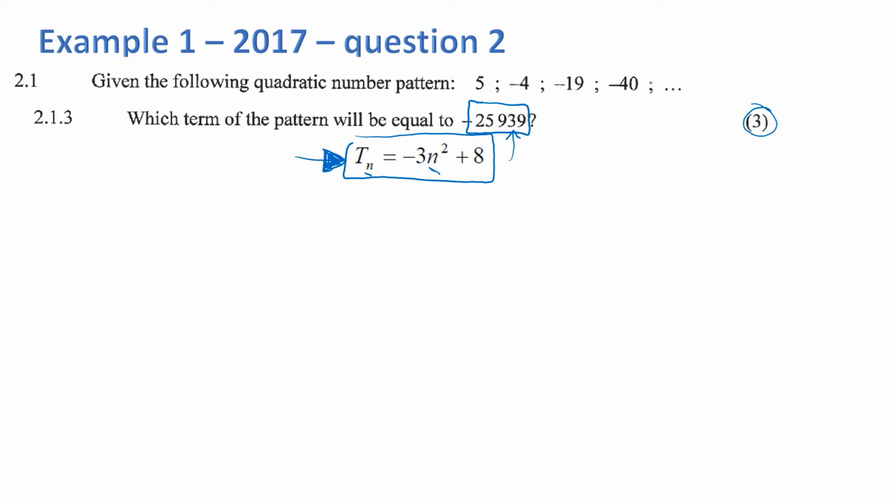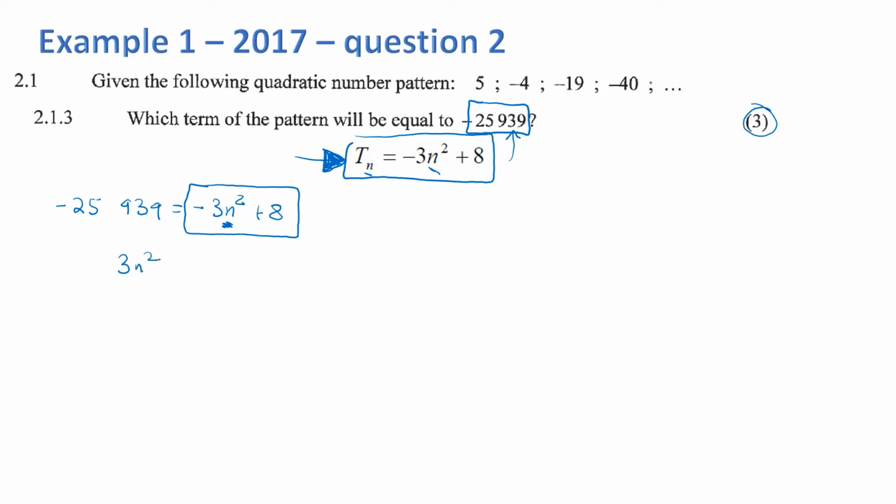So we know that minus 25,939 equals minus 3n squared plus 8. Because we got this from 2.1.2 as a solution, right? Okay, so we have to get this n by itself on either the left or the right side of the equation. We're going to do it on the right, I think. Or on the left, sorry.